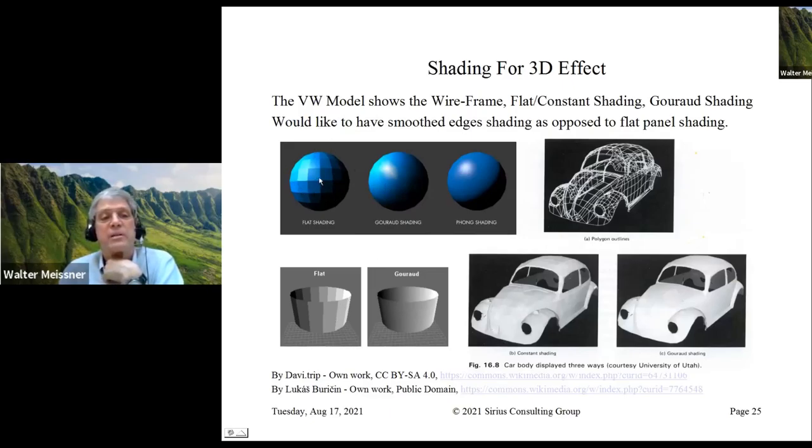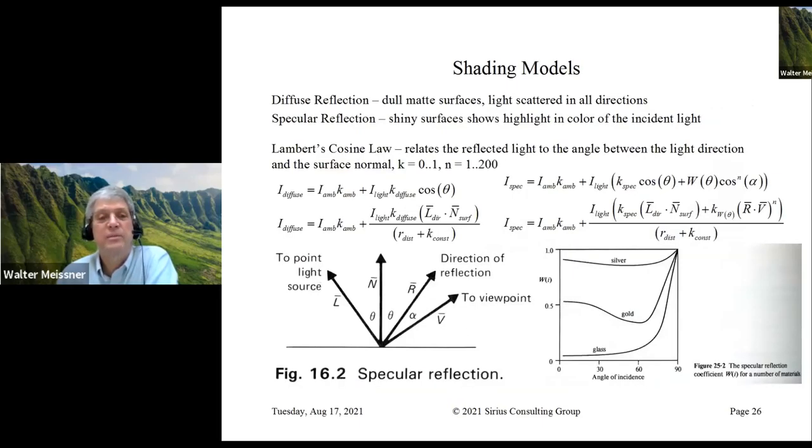This sphere here is an example of flat shading, Gouraud shading and Phong shading. So a relatively coarse sphere can appear quite smooth with Gouraud shading. However, an improvement on the specular reflection has been done with Phong shading to make it a little bit more realistic. So without shading, things would look awfully cartoonish if we didn't try to put in shading for a 3D effect.